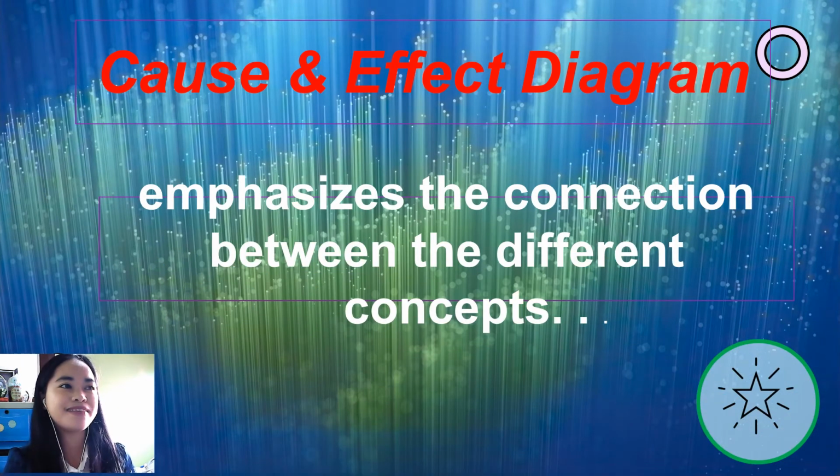We also have the cause and effect diagram. As it implies, it emphasizes the connection between the different concepts. It says there cause and effect, so definitely it talks about the effect and the causes of a certain thing. Let's try to take a look at the example that follows.